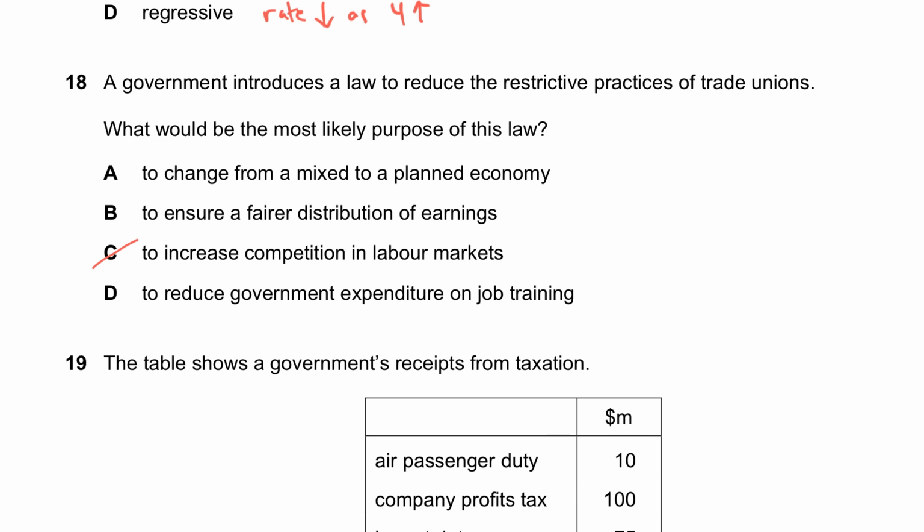Well, if you want to go from a mixed to a planned economy, you would rather want government intervention and no private sector, which is something which is not suggested here. So A can't be the right answer.